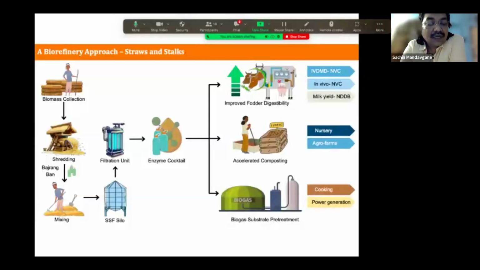Cotton stalk, it is around 60, 64. Sugarcane trash, it is 70 and more than that. Paddy straw, it is around 50, 52. So it is difficult to degrade. And there is where we chip in.